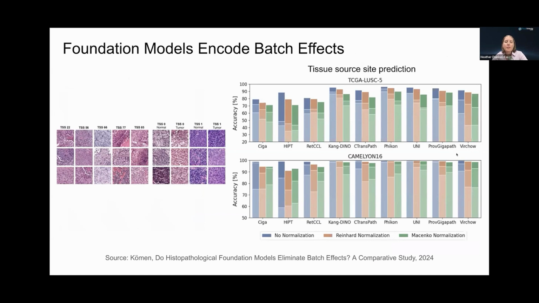This means that all foundation models tested encode site-specific features that a model could use for shortcut learning instead of focusing on the biological features for solving a task. And stain normalization alone does not resolve this problem.